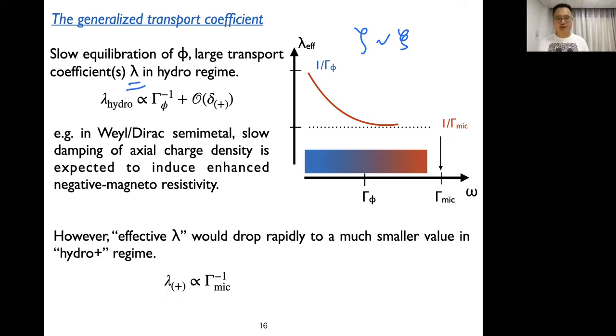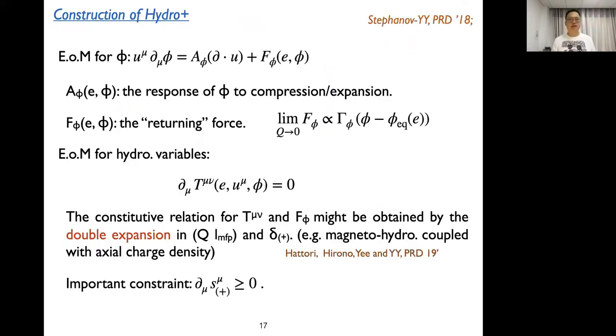What I also want to point out here is that if you increase the frequency so that it is comparable to or even larger than the equilibration rate, there is a very fast drop in the effective transport coefficient, because when this additional slow mode is out of equilibrium, there is less dissipative effect, so the effective transport coefficient will drop significantly. So far, this is something I think is very general.